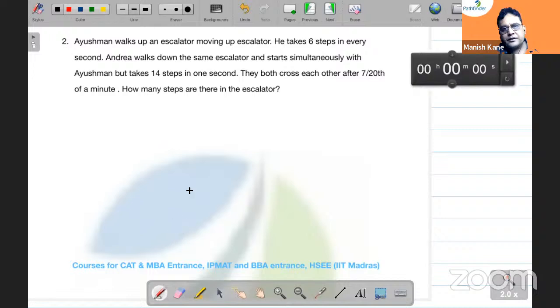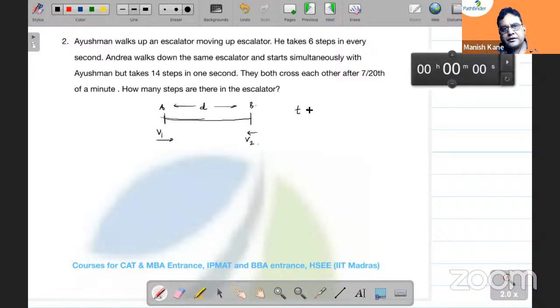Again, here the concept applicable is if two people start from two different ends and one is traveling, so the person from A travels to B at V1 kilometers per hour and person from B travels towards A at V2 kilometers per hour and this distance is D.